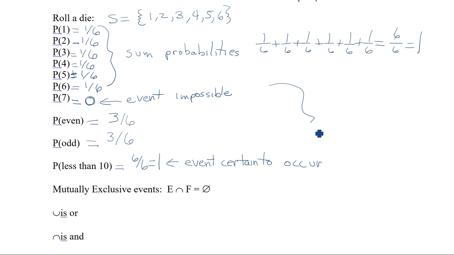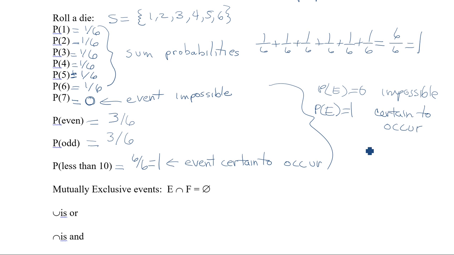So putting these together, we're going to say that if the probability of an event is 0, it's impossible. If the probability of an event is 1, it's certain to occur. And so otherwise, probability will always be a number between 0 and 1, like we mentioned at the beginning.